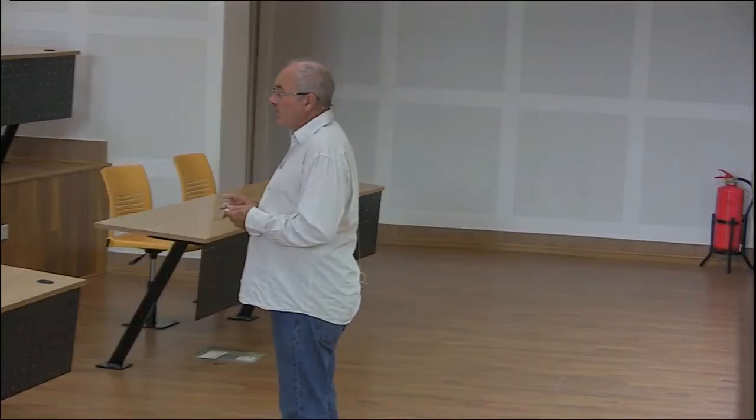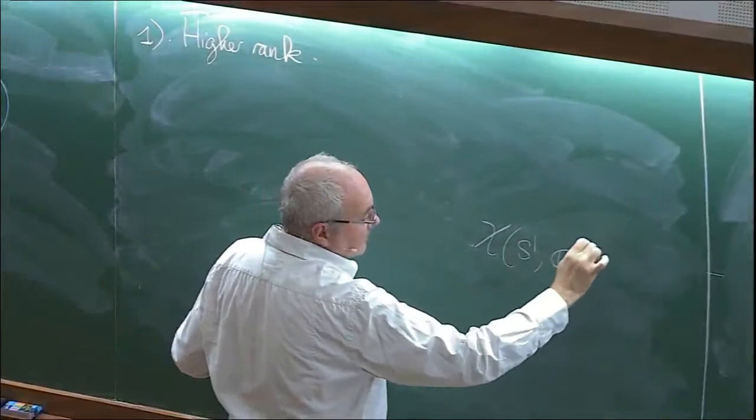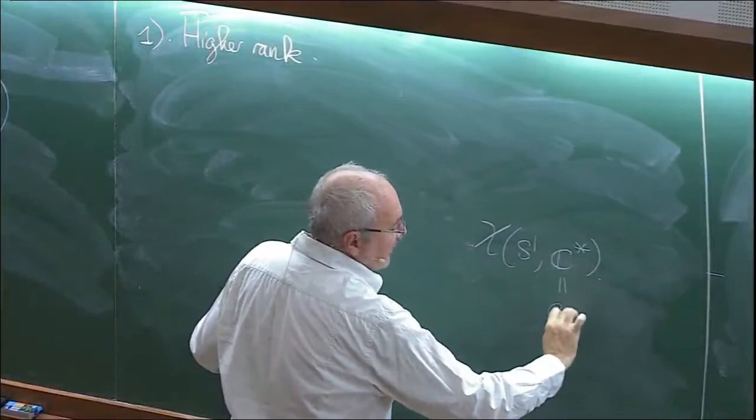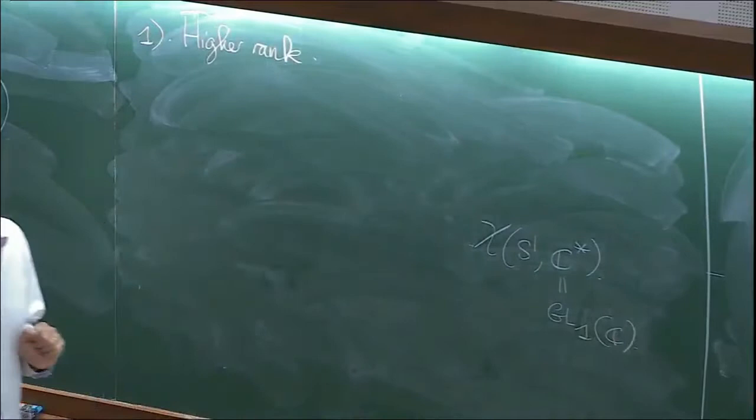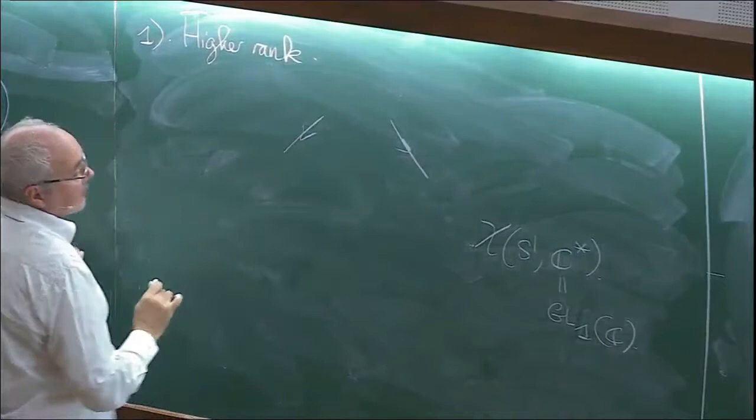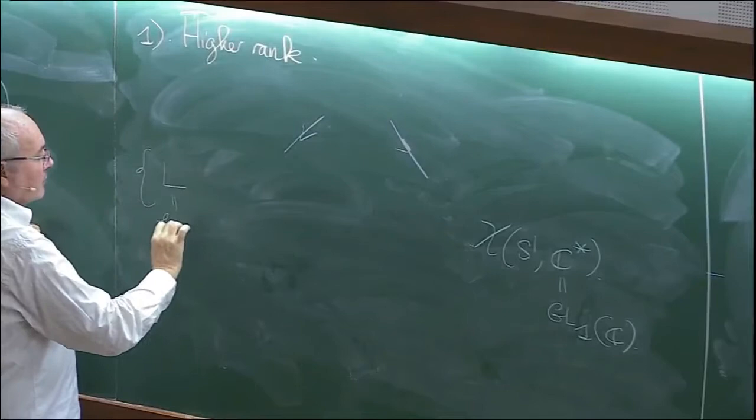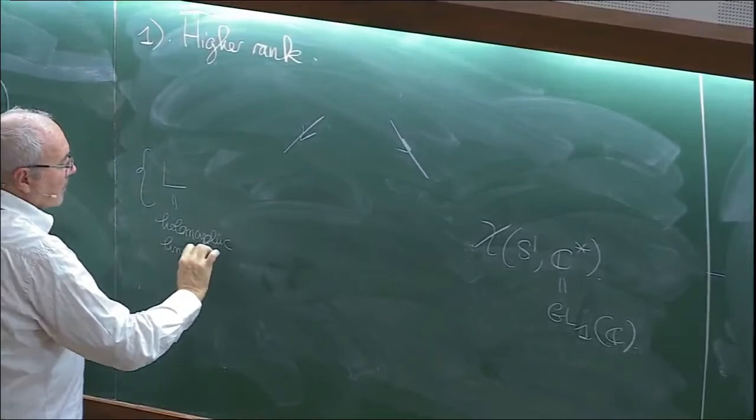So I explained in the last minutes of the last talk that you can put together the representation of S1 into C star, and what is C star? It's actually GL1 of C. If you put the two things together, you would obtain the space of pairs where L is a holomorphic line bundle, and here it's a Higgs field, phi.